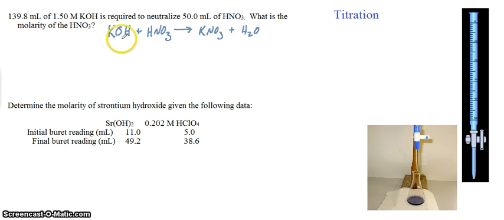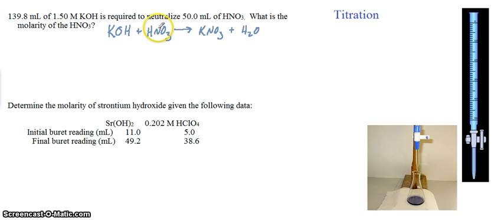Potassium hydroxide is a base, which means its pH is between 7 and 14. Nitric acid obviously is an acid, and its pH is between 0 and 7. If one of these is known and one is unknown, from the balanced equation I know my molar ratio is 1 to 1. If the solution is basic, my pH is going to be above 7. If my solution is acidic, then I know that my pH will be below 7.